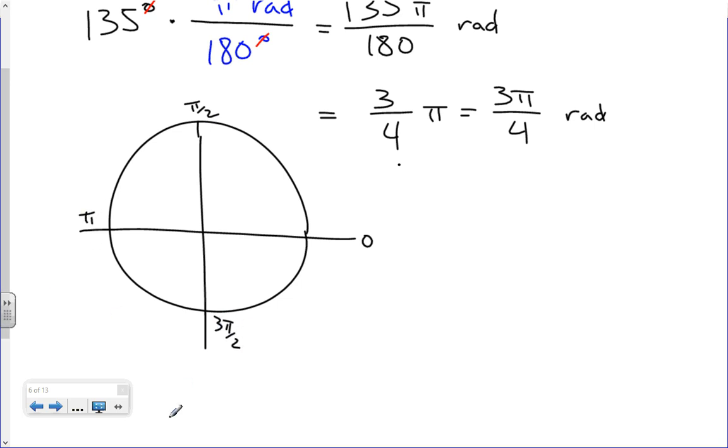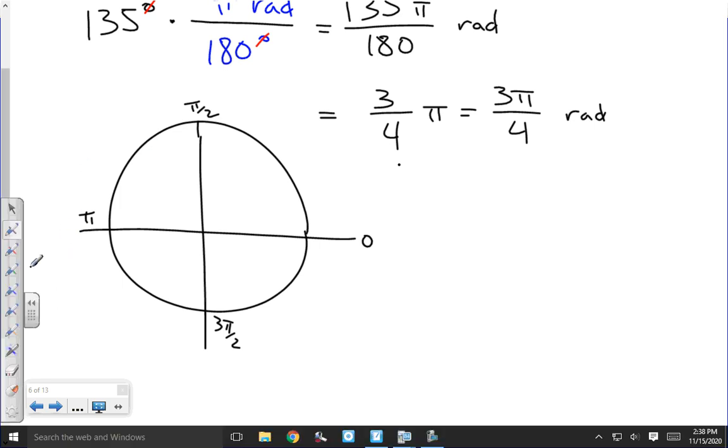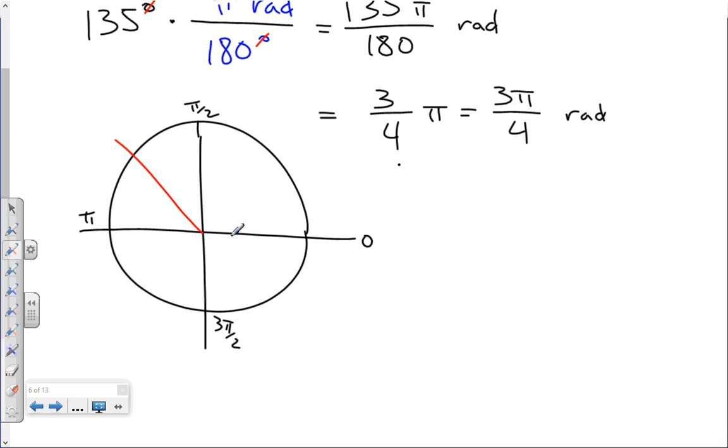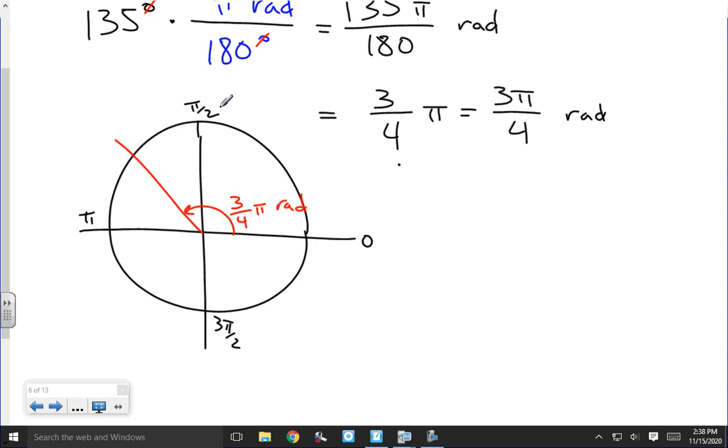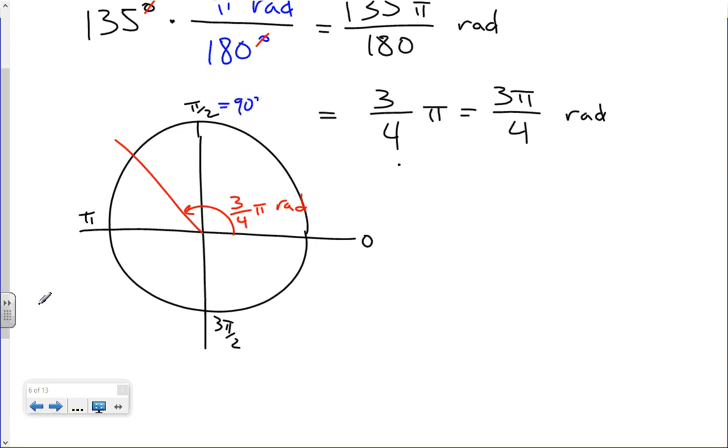So where does 3/4 pi show up? Well, pi over 2 is 1/2 pi. Pi is a full pi. So 3/4 of pi is going to be halfway in between there. This is my angle of 3/4 pi radians. If you want to think about that in degrees to help yourself see that, this was 90 degrees here. This is 180 degrees. So 135 degrees falls halfway between those. That's exactly what we found here.